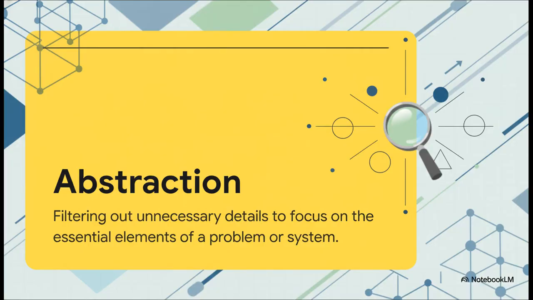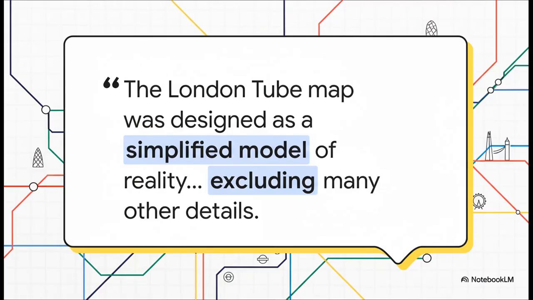Okay, our third tool is abstraction. And honestly, this might be the most powerful one. It's the skill of filtering out all the junk, all the noise, and focusing only on what is absolutely essential. You're basically creating a simplified model of reality so you can think about it more clearly. You're deliberately ignoring the details that don't matter. The London Tube map is probably the most famous example of this in the world.